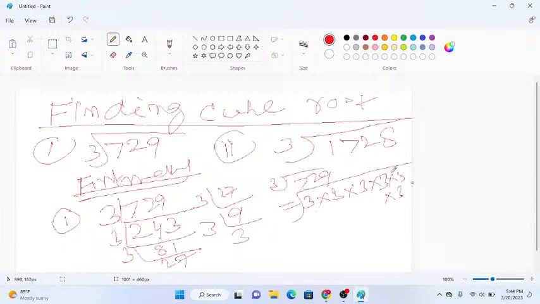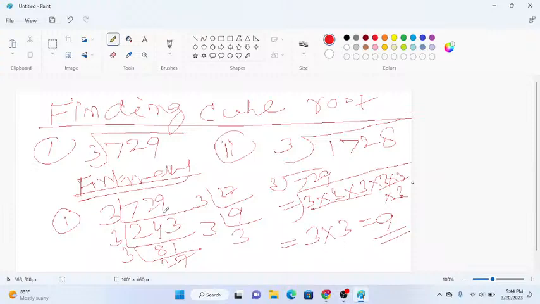Now the rule is what? Make pairs. So this is a pair of 3 and this is a pair of 3. Okay. So the first pair of 3 gives one 3, the other pair gives one 3. So our correct answer is what? 3 into 3, 9. So this is the simple method for finding the cube root, that is the factor method. So by the factor method we can solve the cube root of any number.